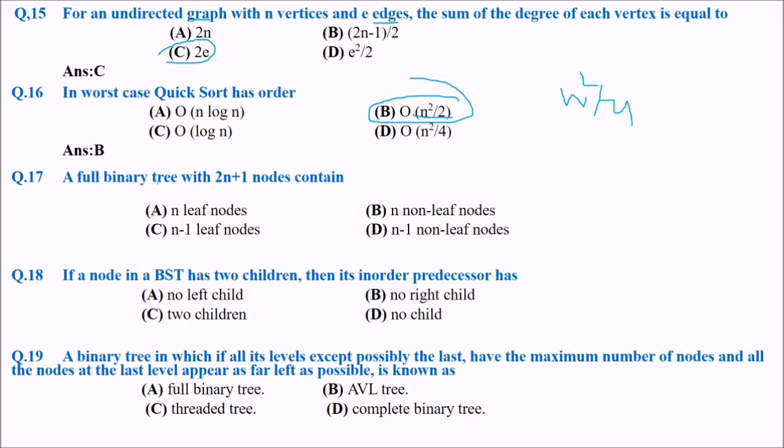The full binary tree with 2n plus 1 nodes contains how many leaves? How many leaves? The answer is n non-leaf nodes. It will contain n non-leaf nodes.